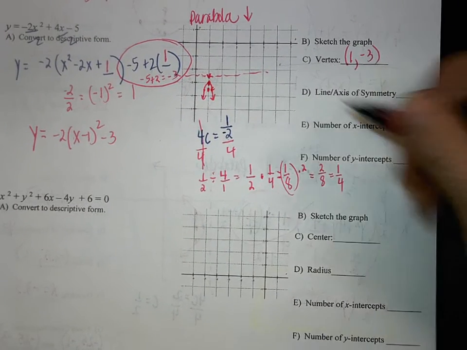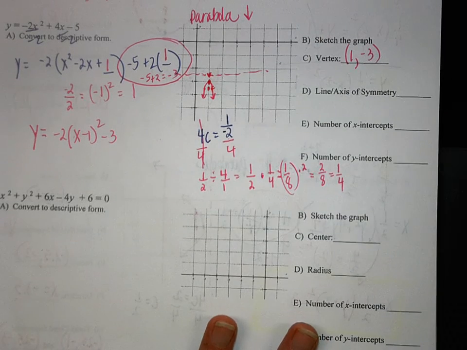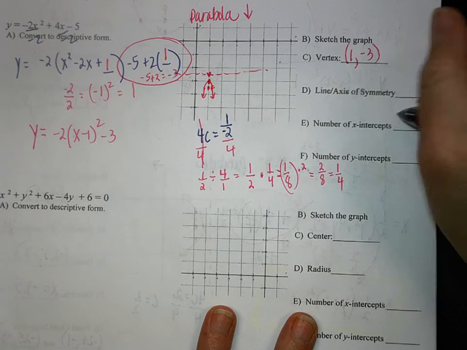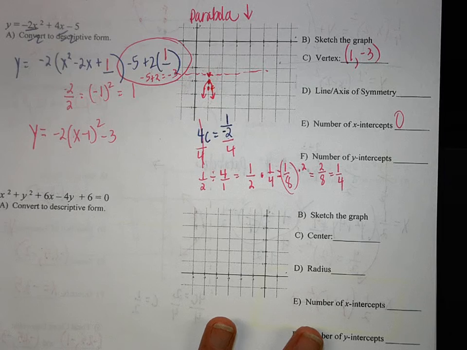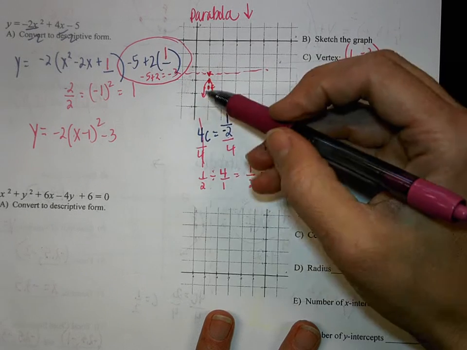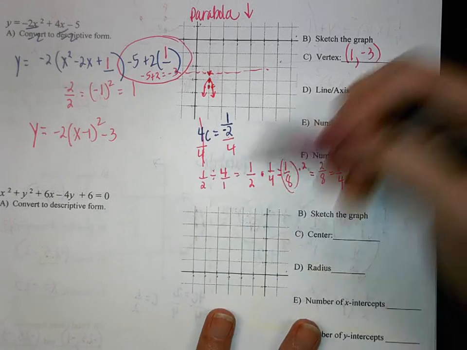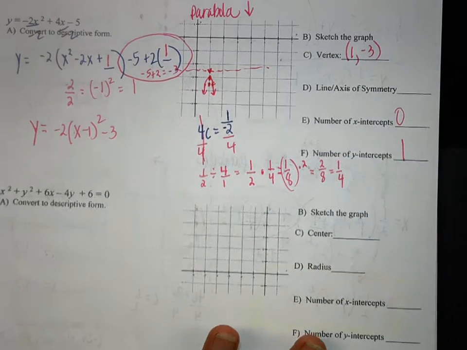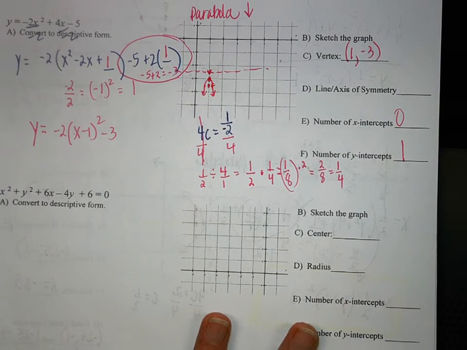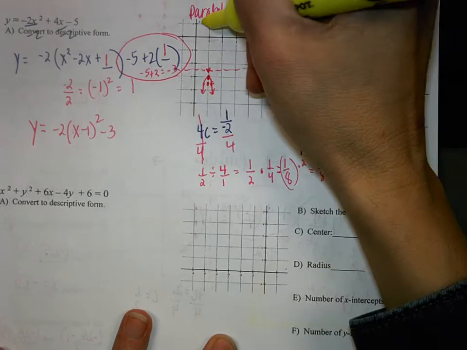Okay, but how many x-intercepts does this graph have? 0. How many y-intercepts does it have? 1. It's going to end up having 1, right? As this goes out, at some point it will touch the y-axis. It will have 1 y-intercept. And what is this line of symmetry? X equals 1 is correct.